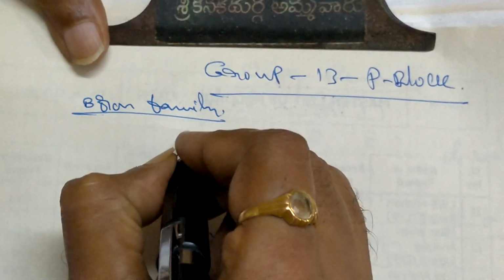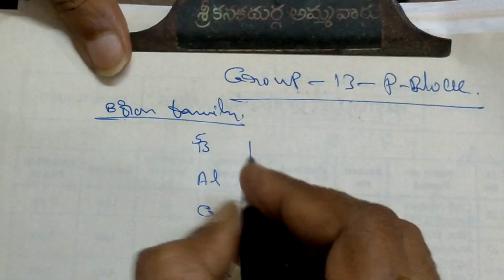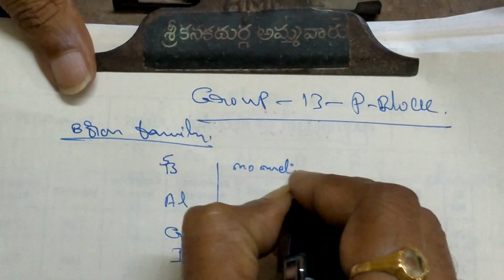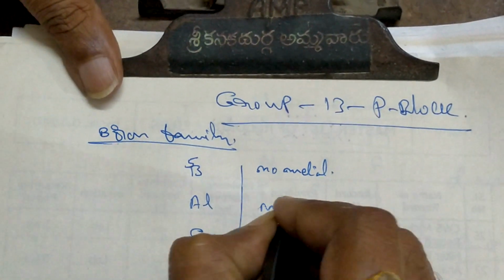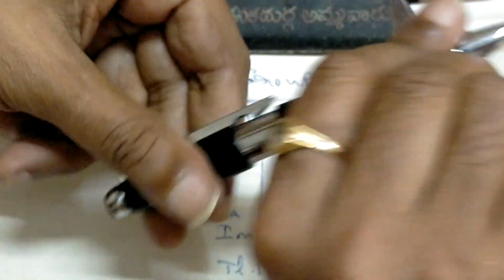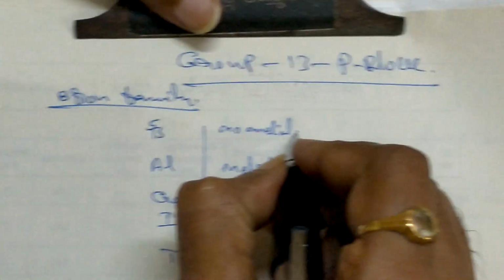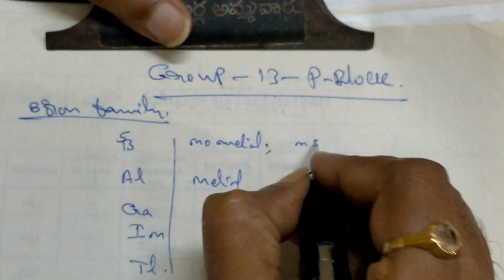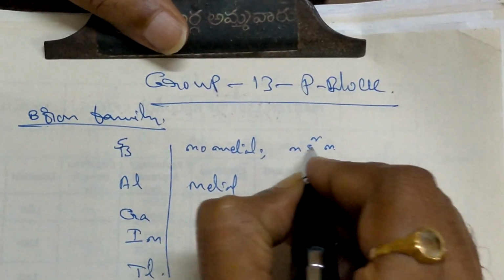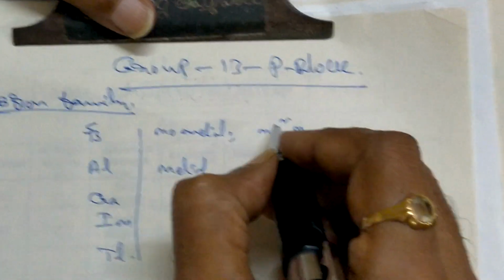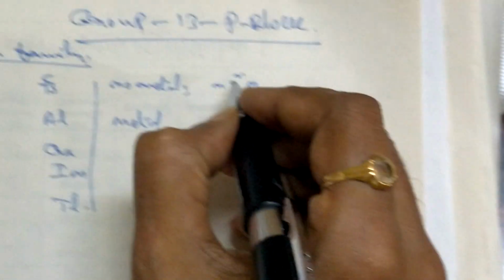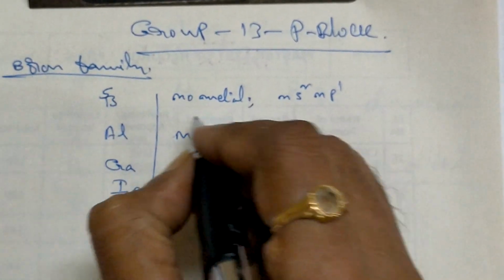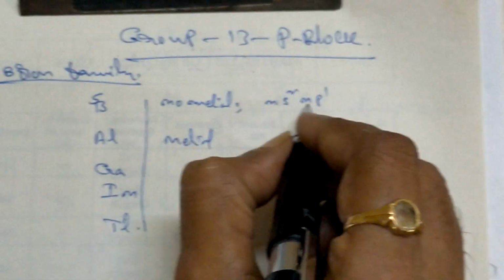Boron has atomic number 5, so it is a non-metal. Aluminum is a metal, and aluminum onwards are metals. What is the general configuration? It is ns2 np1 in the outermost shell. Total 5 electrons, that is 1s2, 2s2, 2p1.